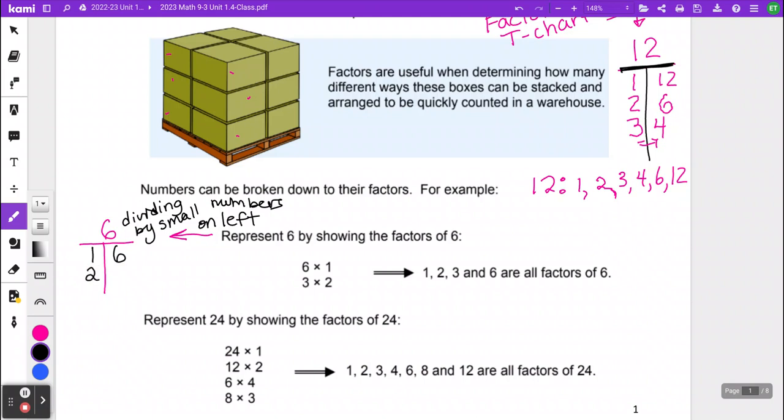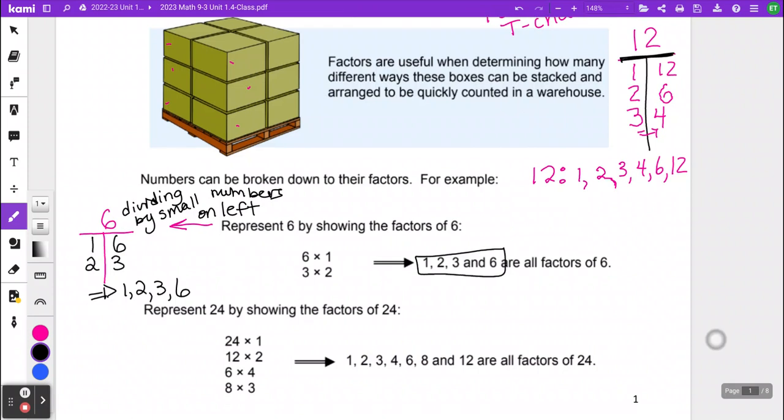6 divided by 2 gives me 3. Well, those numbers are sitting side by side on the number line. So now I know I'm done. Okay, so my factors are 1, 2, 3, and 6. And that's what they're telling us here. 1, 2, 3, and 6 are my factors of the number 6. So that tells me those 4 numbers multiply to give me a 6.